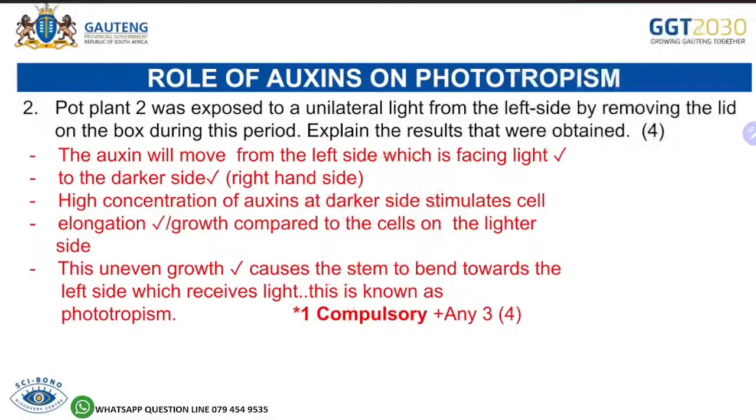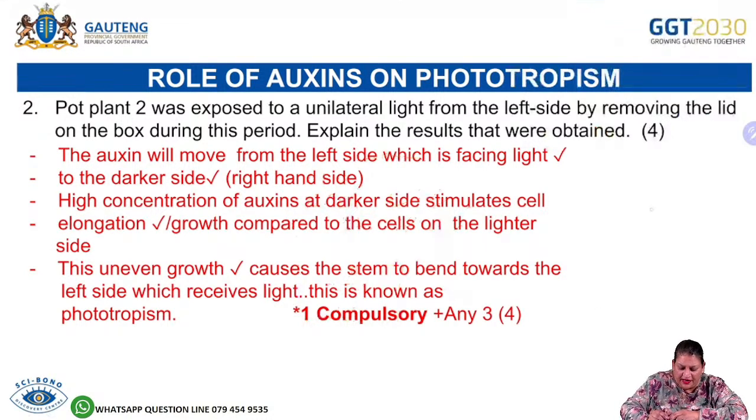Okay, welcome back again, learners. So we're going to see that auxins move from the light part to the shaded part, cause cell elongation on the side of the shade, and then it will elongate, and then the stem will bend towards your light. All right.